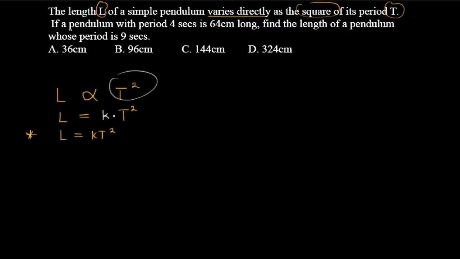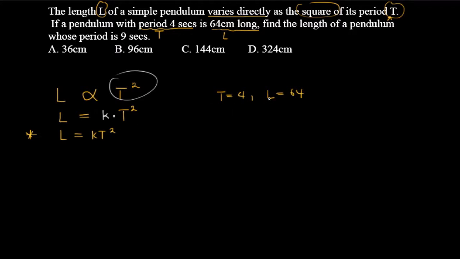Now let's go ahead and read the rest of the problem statement. It says if a pendulum with period 4 seconds is 64 centimeters long. Since our period is denoted with t, if t equals 4, then the length is 64. So let me just write that down. We've been told that when t equals 4, the length is 64. So I can use this information to find k. Let's substitute that here.